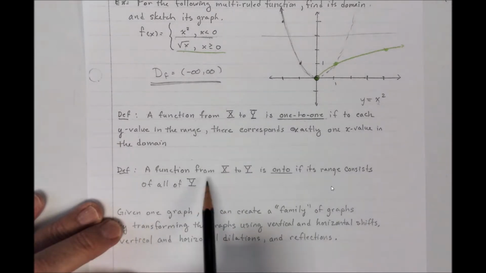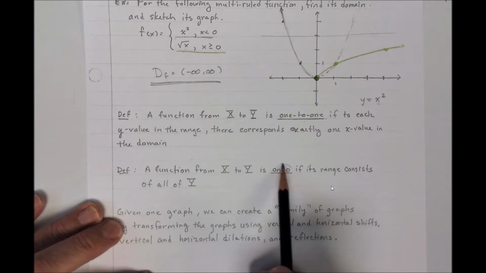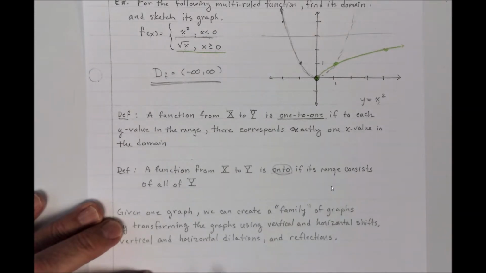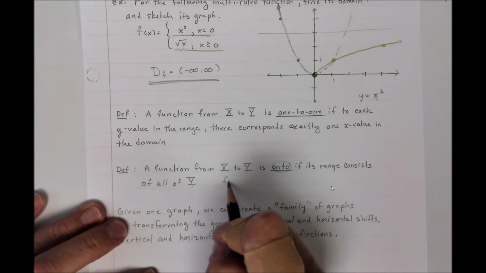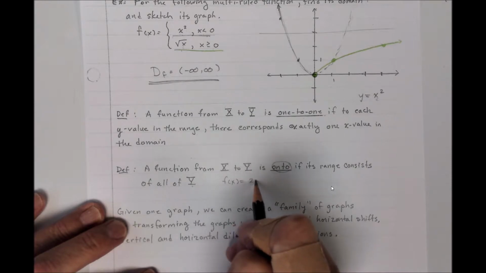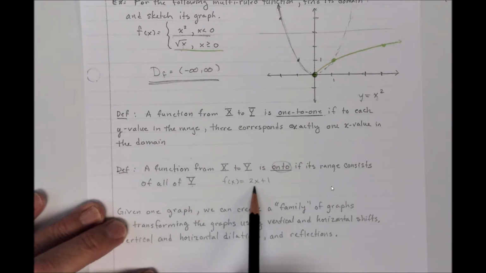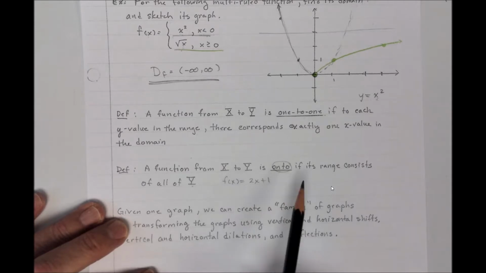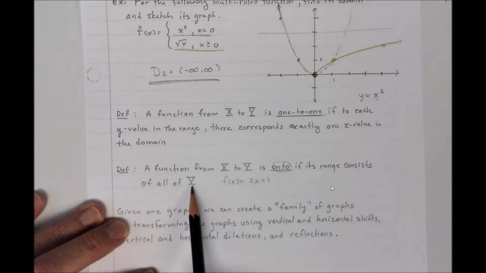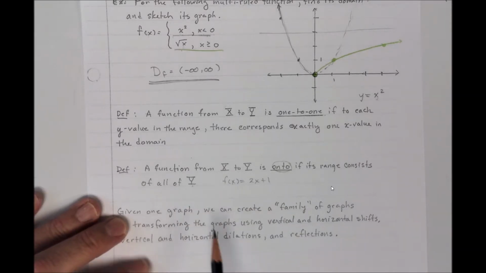A function from x to y is onto, that's an expression you don't see very often, and we didn't see it in pre-calculus, if its range consists of all of the values from the set y. So if every y value is used, then we say that that function is onto. For example, f of x is equal to 2x plus 1. The domain would be all real numbers. The range is all real numbers. So in that case, we would say that that would be an example where it's onto. But you could have a restriction on your range, depending on the function.